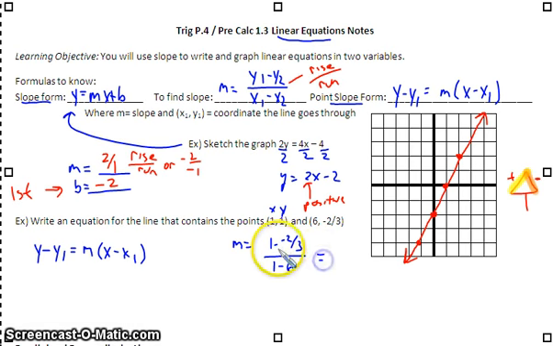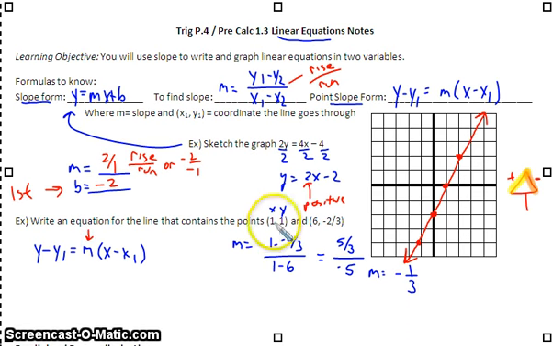Okay, so when I do 1 minus negative 2/3, that is going to give me 5/3. When I do 1 minus 6, that's negative 5. When I divide that out, I end up getting my m equal to a negative 1/3. So I know that I'm going to put negative 1/3 in for m here.